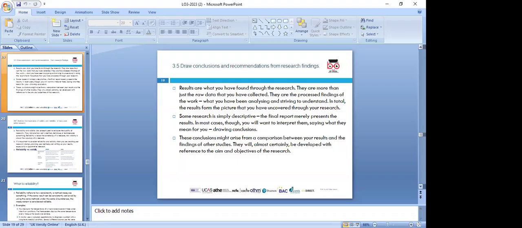In most cases, though, you want to interpret them, saying what they mean for you, and draw conclusions. The conclusion might arise from comparing your results with the findings of other studies. They will, however, almost certainly be developed with reference to the aim and objectives. We spoke about your aims and objectives, didn't we? Rachel, we spoke about aims and objectives the last time, didn't we?